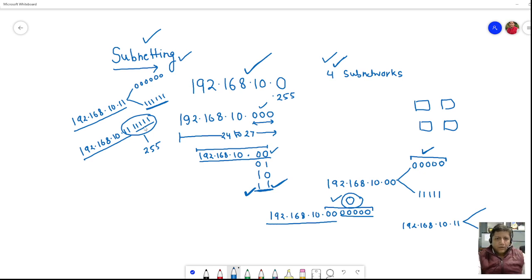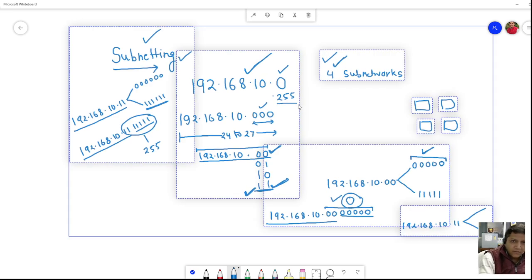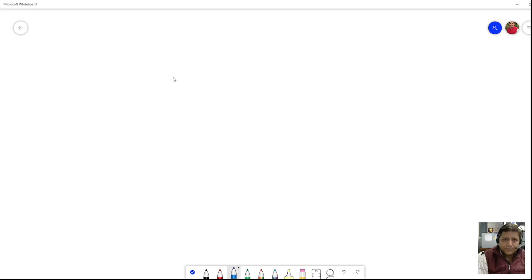Okay, so now you get the reason why we have borrowed 3 bits instead of 2 bits. Because if we take 2 bits, the first subnetwork ID would be clashing with the overall network ID, and the last subnet's broadcast ID will be clashing with the overall network's broadcast ID. So let's subnet the network.